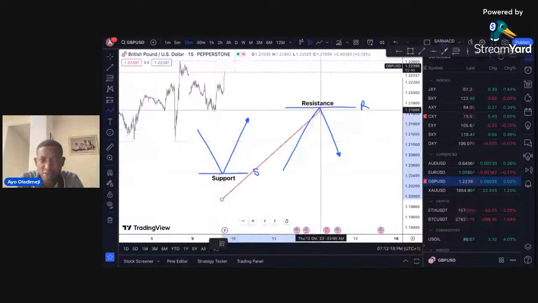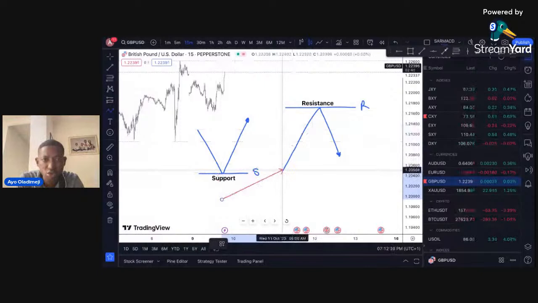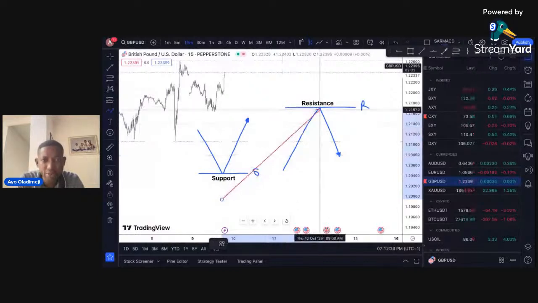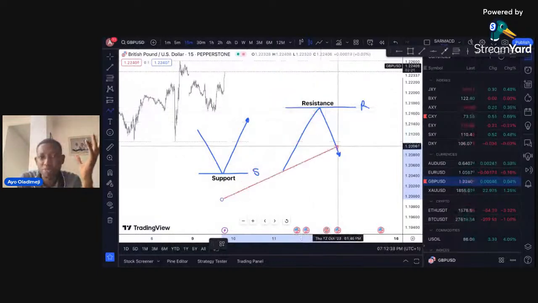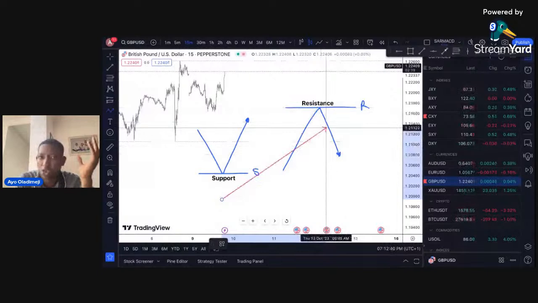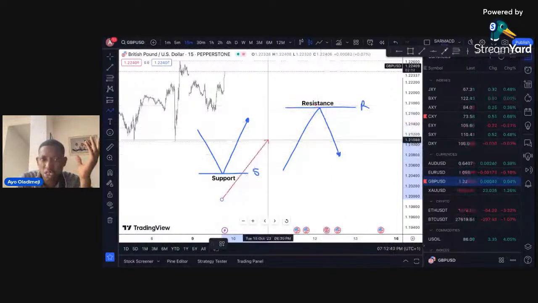In the same vein, a resistance happens when you see buyers holding sway on a particular currency pair. A lot of buyers are buying up to a particular price level, and then you see sellers' volume coming. Once you have sellers' volume, you begin to see price going down. So the reaction is what we call resistance and support.